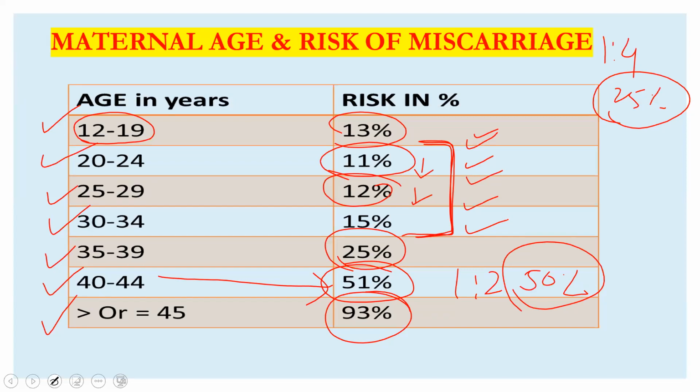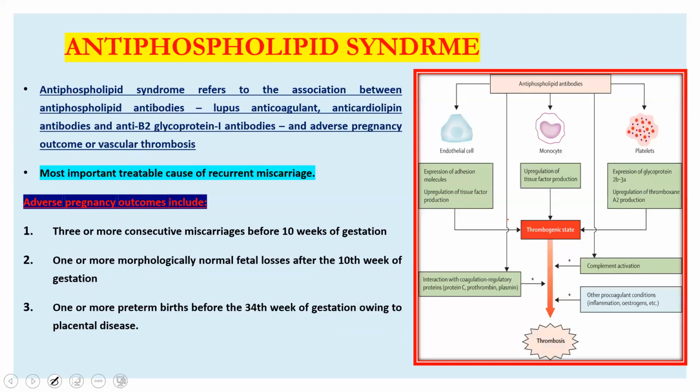So if we are talking about recurrent miscarriage losses, of course we need to think of the age, and then of course the most common cause of first trimester miscarriage, which is chromosomal aberration, chromosomal abnormality. That is going to be a separate topic. So in terms of recurrent pregnancy loss, maternal age is going to be a very important risk factor.